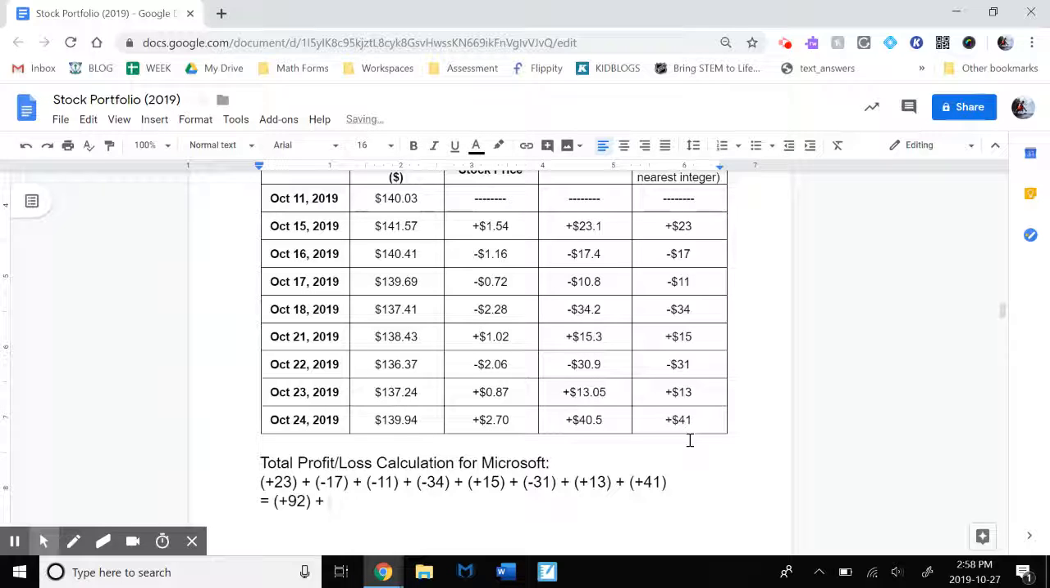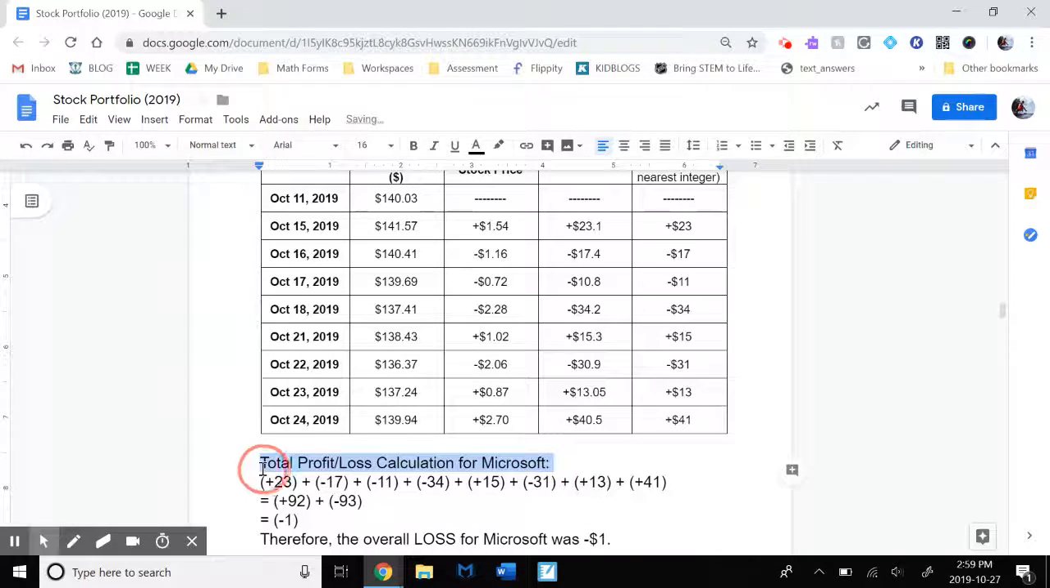And then we're going to add to that all of our losses. The losses combined, so negative 17, negative 11, negative 34, and negative 31 all together equal a loss of $93. Overall, we gained 92, but we lost 93. So altogether, or net, we ended up losing $1. So we're going to write out a therefore statement. The overall loss for Microsoft was minus $1.